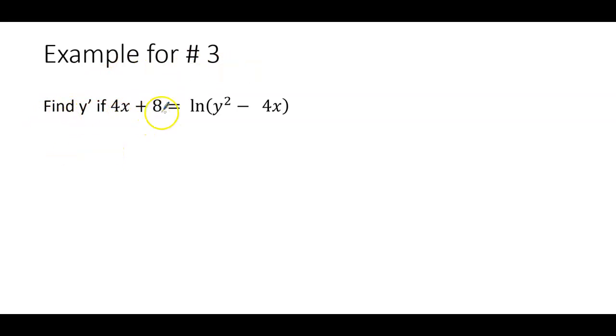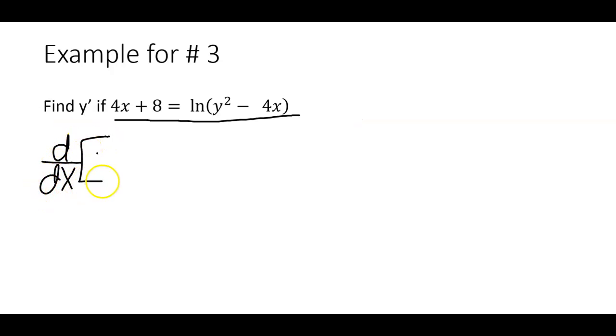So find y prime of this function here. All right, so notice that we have an implicit function. So when you have an implicit function, we start off like this. And if you forgot what an implicit function is, that's a function where the y is not by itself. It's all wrapped up inside of the expression.